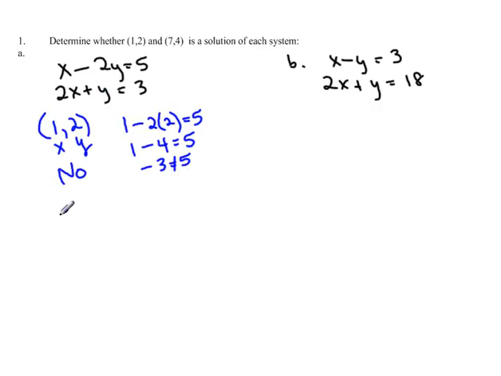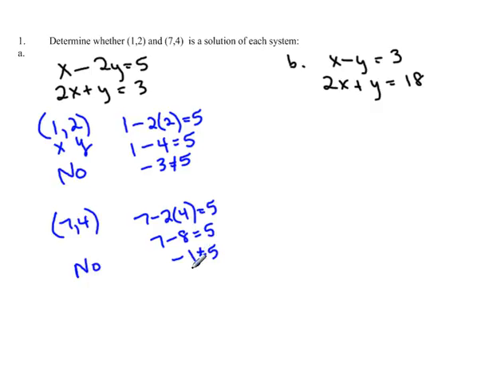So I want to check the second point for the same system. That would be the point 7, 4. So I'm going to plug that in, 7 for the x and 4 for the y, and see if that becomes a true situation. So 7 minus 8 equals 5, and you can see once again that that's not true, so the point 7, 4 is also not a solution to that system.